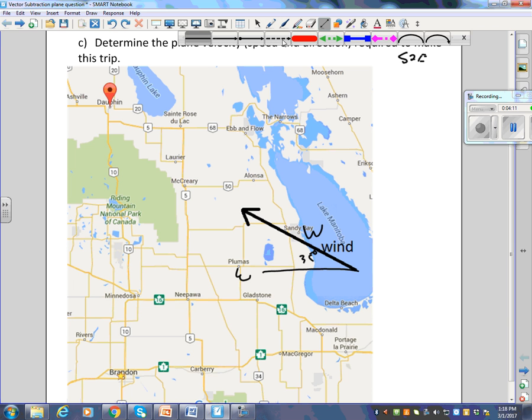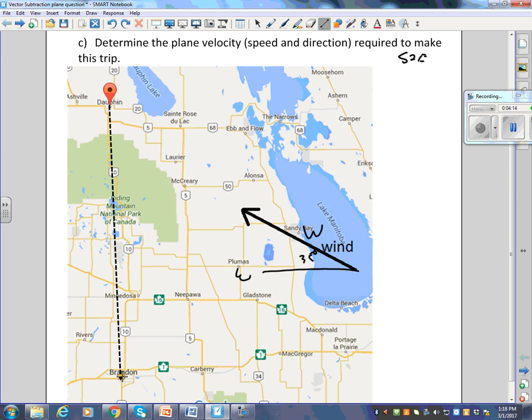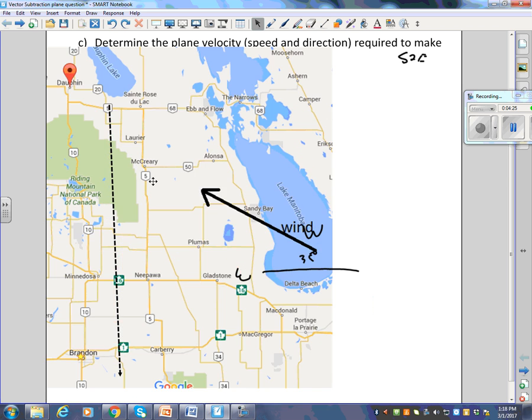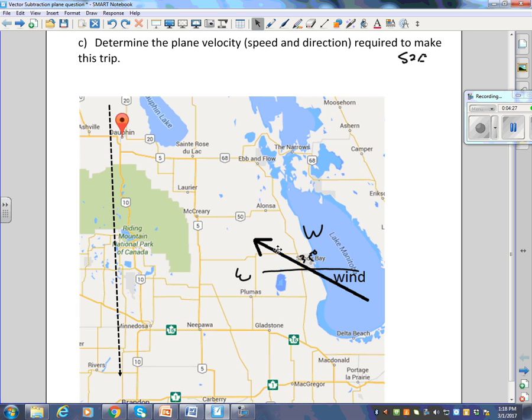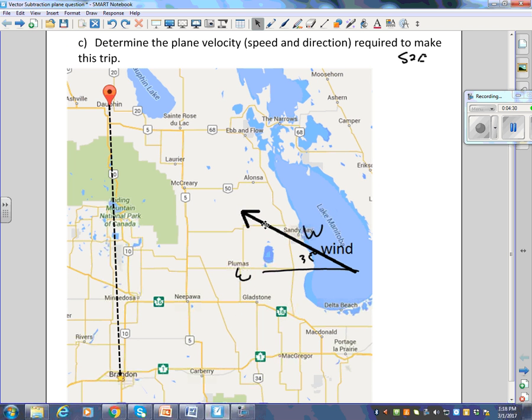So if I want to go from good old Dauphin to stinky old Brandon, this is my resultant. If I want to go there, but the wind is blowing me this way, is that what I wanted? If the wind is blowing me that way, which way do I have to aim the plane? To the right, a little bit further, kind of like that. It's going to have to be along the line to pass. You're right.